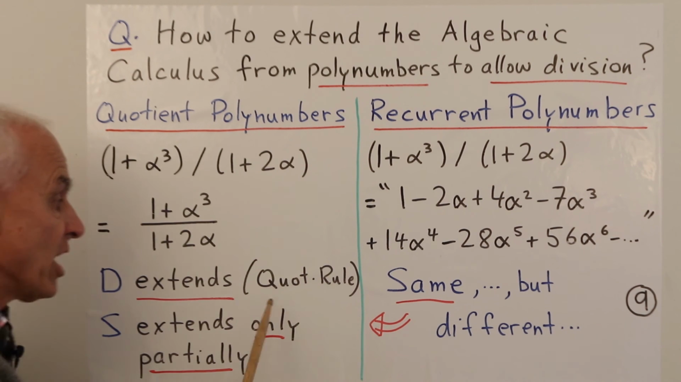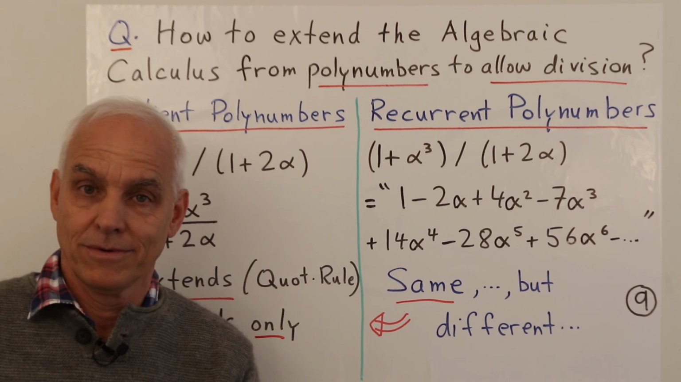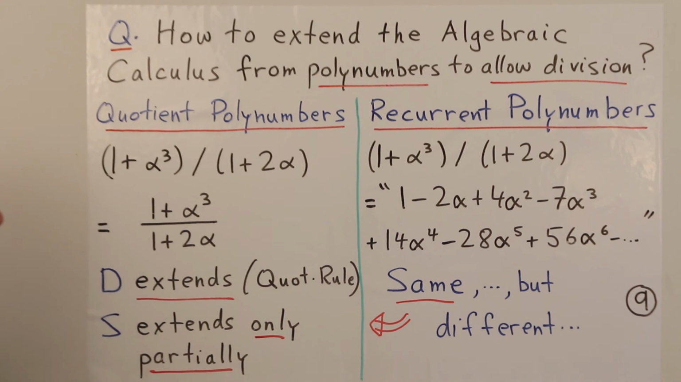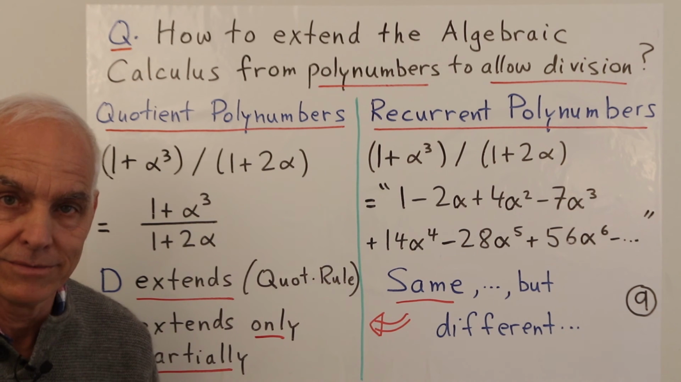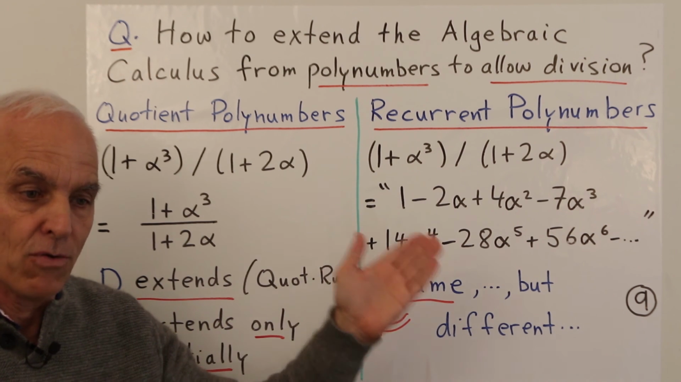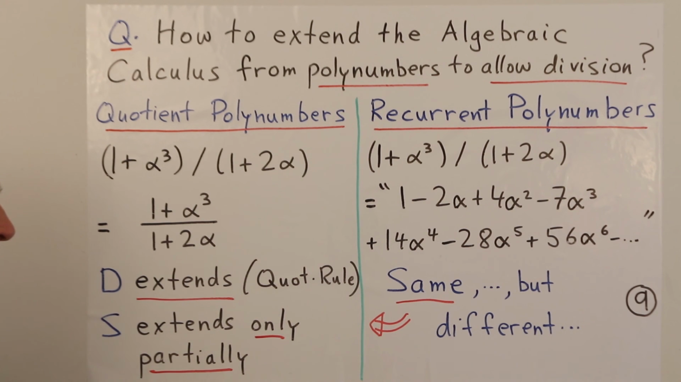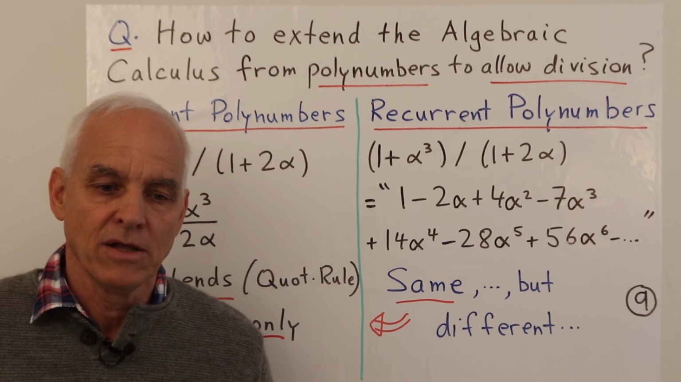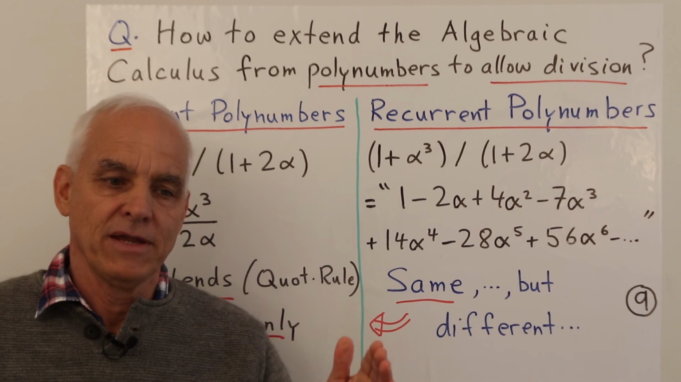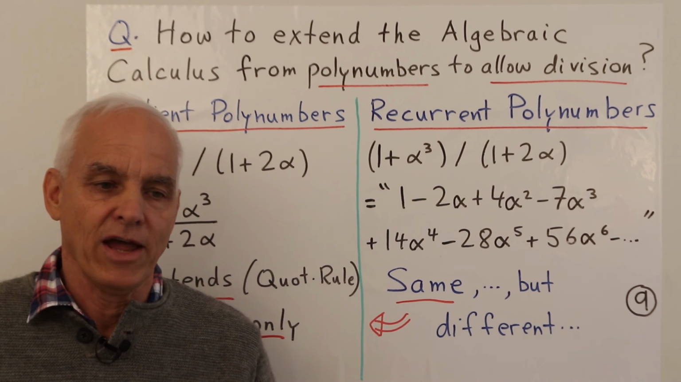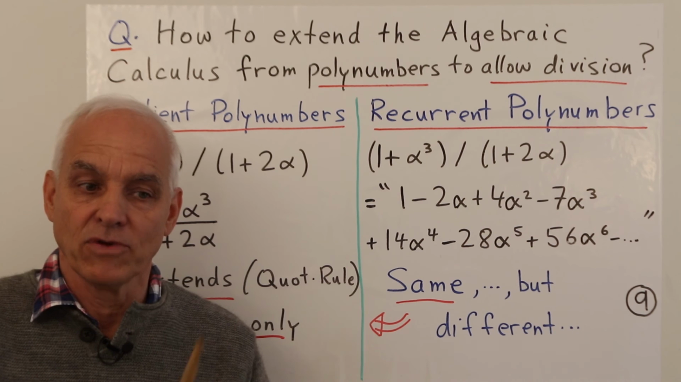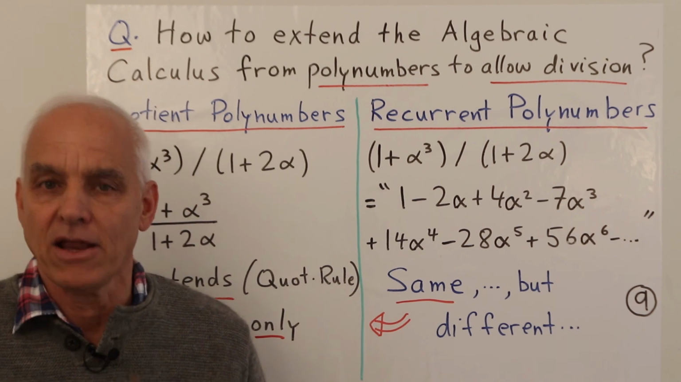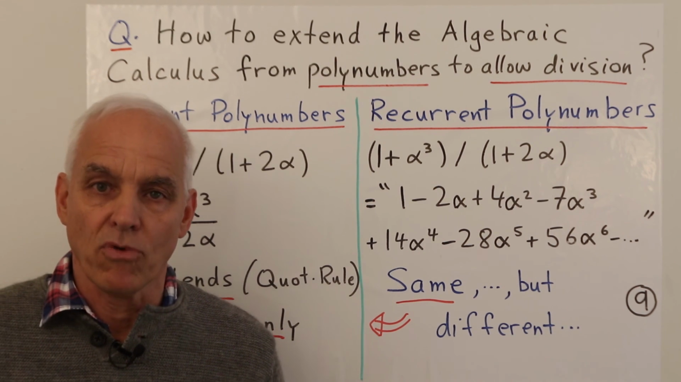How? Just by using the quotient rule. The quotient rule tells us exactly how we should take the derivative of such a thing, and the result is another quotient polynumber. And then we can check, there's quite a lot of work to be done, but we can check that pretty well all of the understandings and formulas and theory that we've developed for the derivative for polynumbers extends to this wider, broader framework.